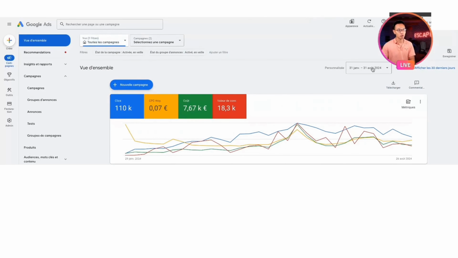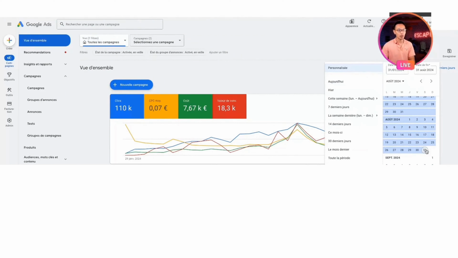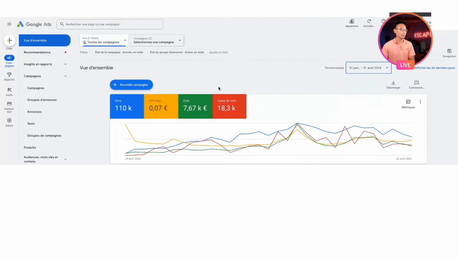We meet here on the Google Ads account of the store. We can see that we started the ads on January 31, and now we will look at the results until August 31. We can see that we spent around 7,600 euros and generated 18,300 euros in conversions.